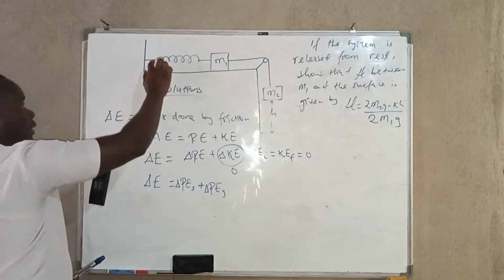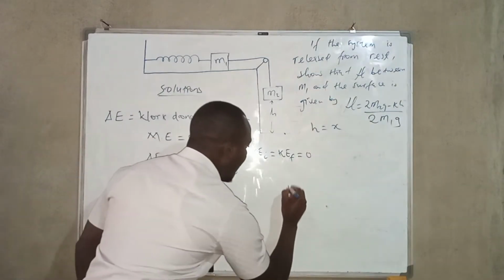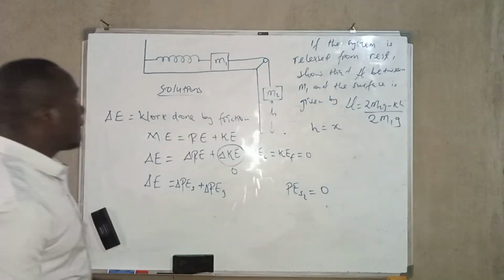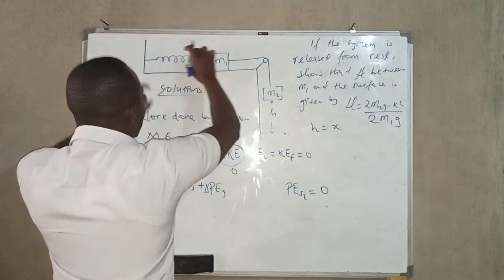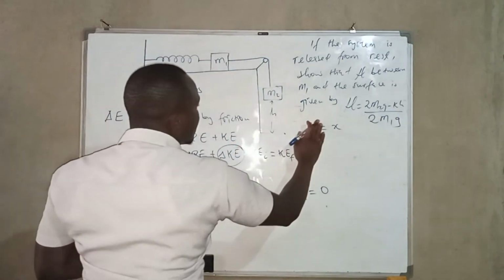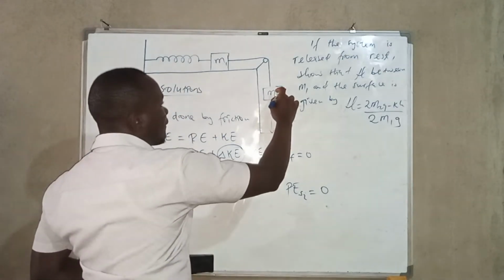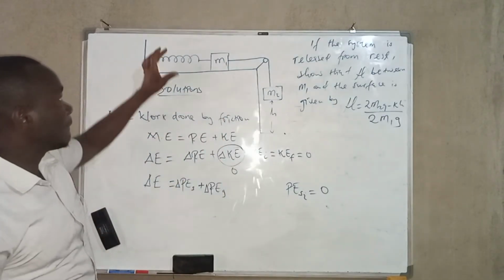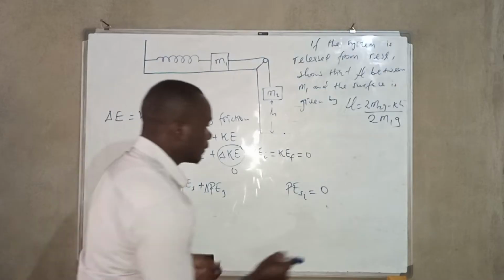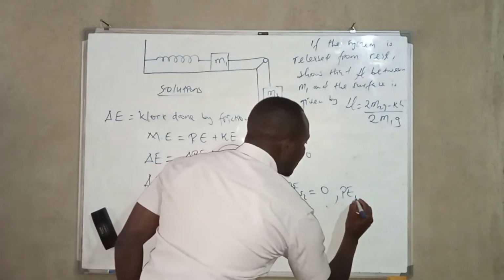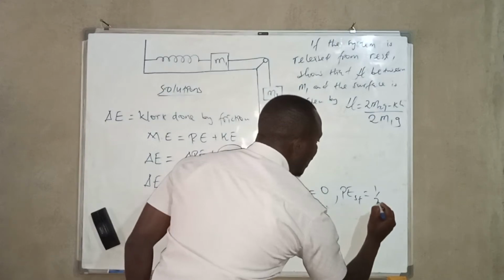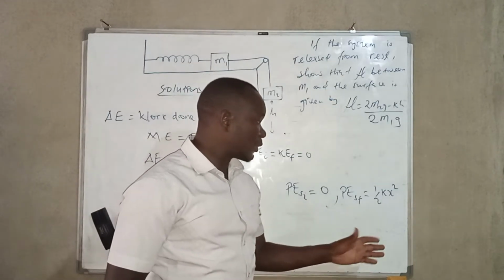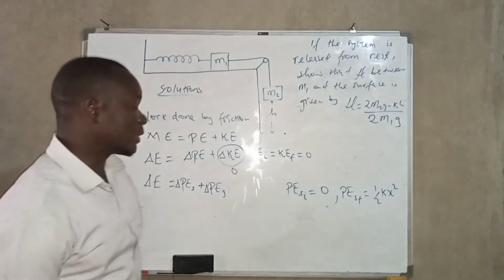Now, when the system is at rest, before it is stretched, the elastic potential energy initial is equal to 0. But when this one falls a distance of h, the spring is going to be stretched by an equal magnitude. So we have the elastic potential energy final as half k x squared. This is the formula, where k is the force constant, or spring constant, and x is the stretched distance.